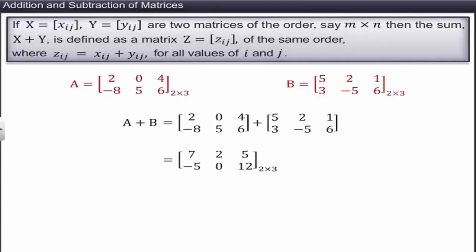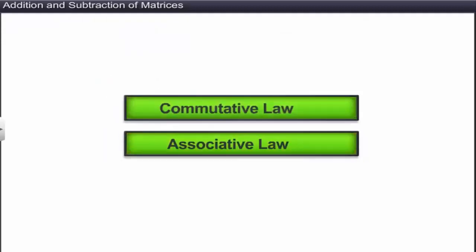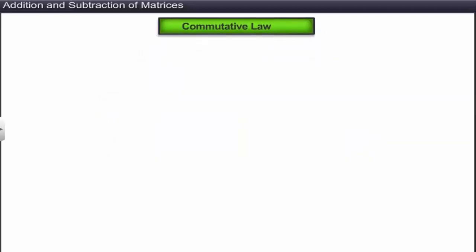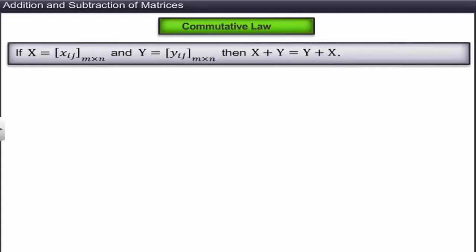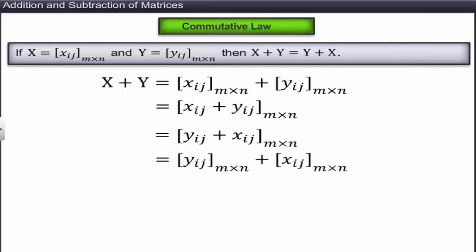The addition operation over matrices satisfies the commutative law and the associative law. First, we will look at the commutative law. If the matrices X and Y are of the same order, m by n, then X plus Y is equal to Y plus X. When we add the matrices X and Y, we actually add the corresponding elements of the two matrices. We know that the addition of numbers satisfy the commutative property. Therefore, the sum of the elements can be written as shown, which in turn is equivalent to Y plus X.